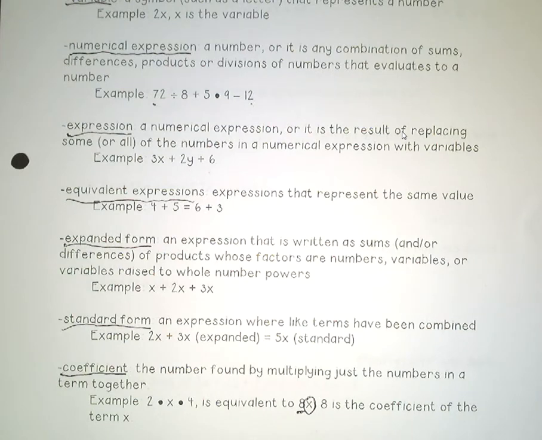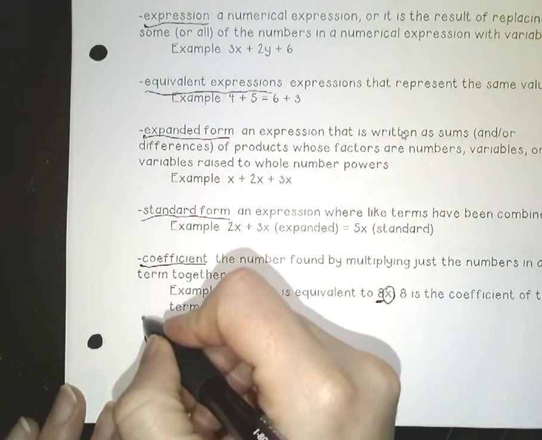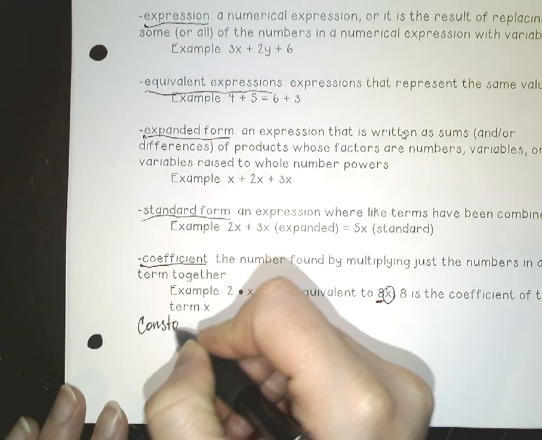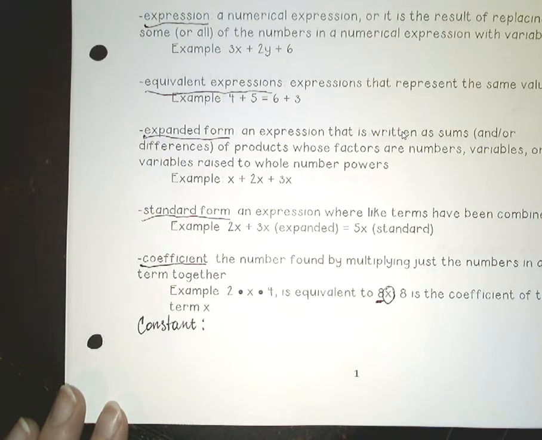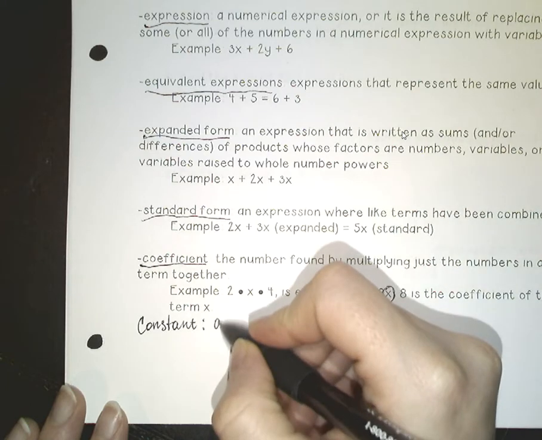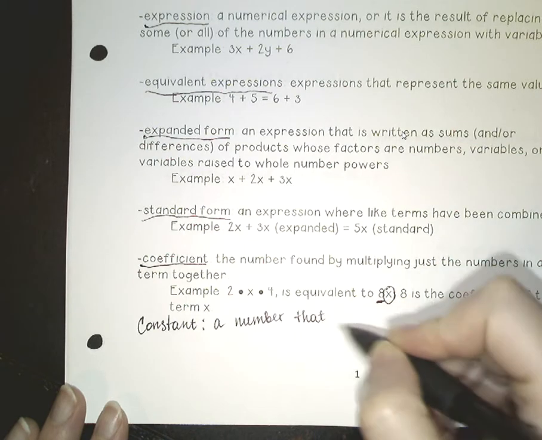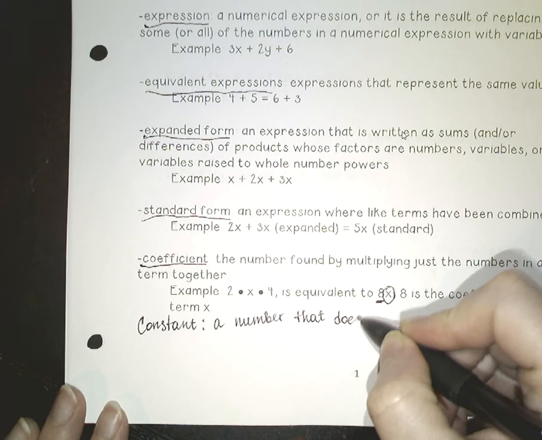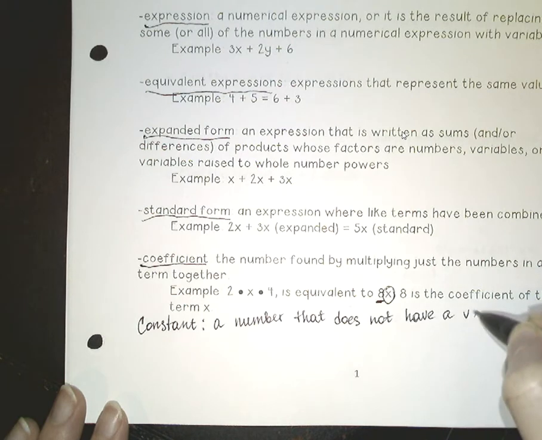Okay? There's a couple more words that we are going to use, but they're not here. So I would like you to write those down just underneath. First one is constant. Constant is a number that does not have a variable next to it. A number that does not have a variable.